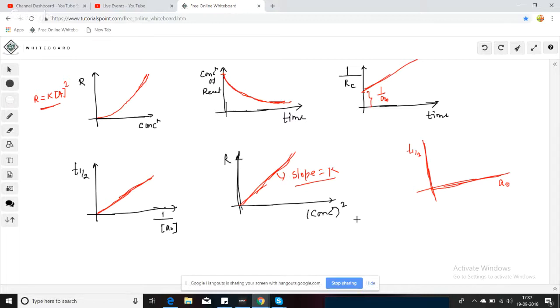Some examples of second order reaction you write down. 2O3 gives 3O2. Second order reaction. 2NO2 gives 2NO plus O2. This is also a second order reaction, right?